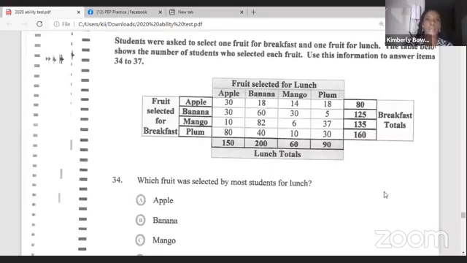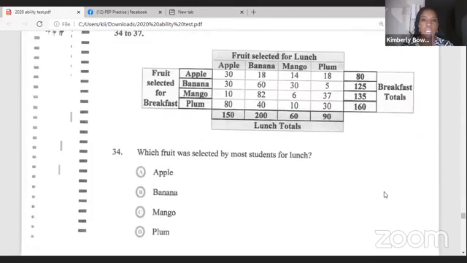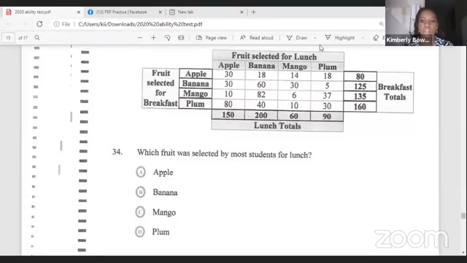Students were asked to select 1 fruit for breakfast and 1 fruit for lunch. The table below shows the number of students who selected each fruit. Use the information to answer items 34 to 37. Which fruit was selected by most students for lunch? So let's look at the fruit. The fruit with the most there is bananas. Somebody said I missed that one. Missed that.